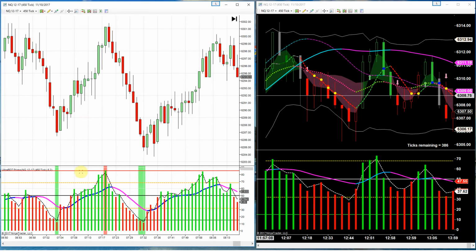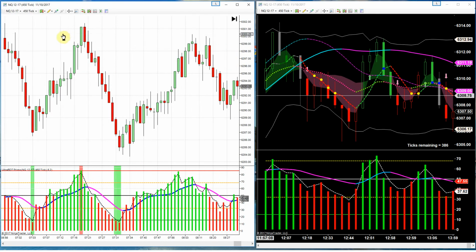Now notice how when the histogram right here changed to green, crossing over the zero line, or the central line, the 50-point line, the histograms turn green. Prices, even though pulling back a little, still caught stability and moved above what I'm going to call the zero central line here. You notice how the dips could be bought with that happening, and prices shot straight up.